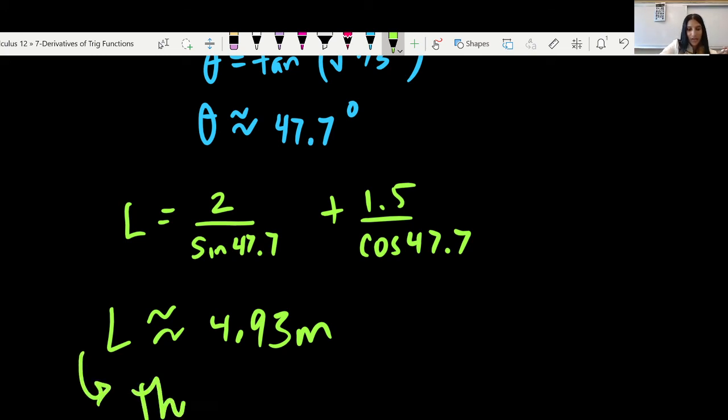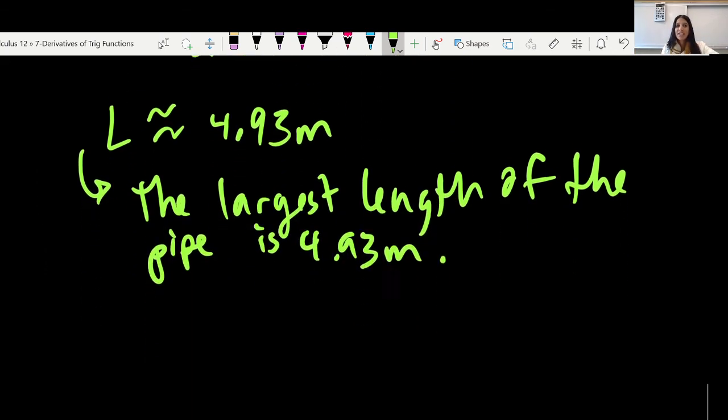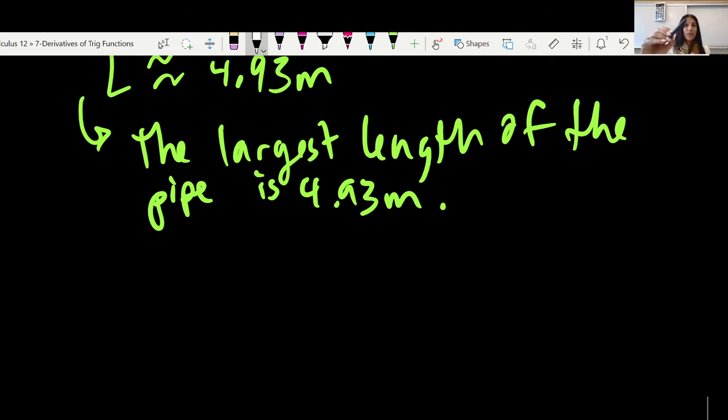So the largest length of the pipe that could fit through the hallway, but I don't need you to write all that, is 4.93 meters. I do want the sentence because the sentence indicates that yes, you were able to set up the equation, do the trig, derivatives, find the solution, and that you know and understand what it is you found instead of just plugging things into formulas.